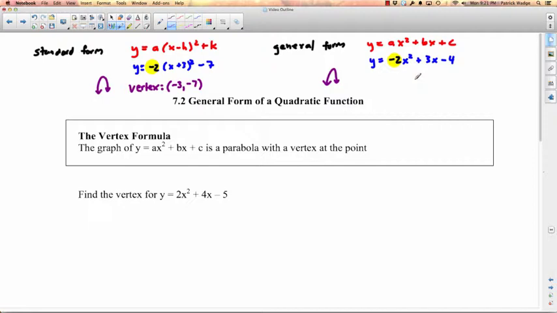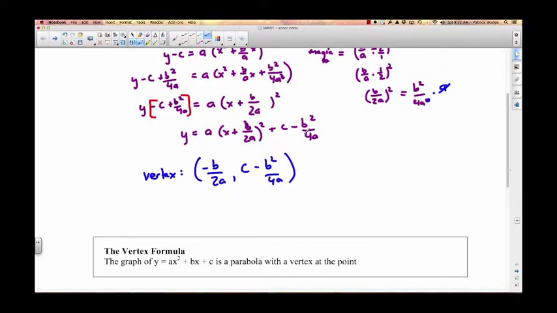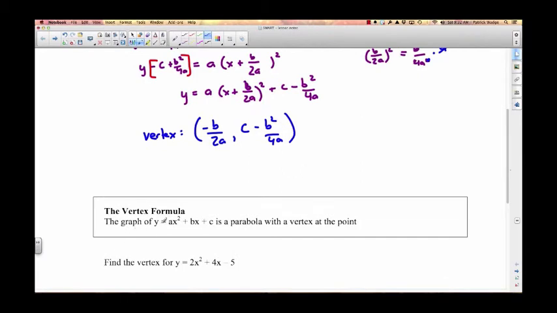Now, where did I write that? I guess I wrote it here. The graph of y equals ax squared plus bx plus c is a parabola with a vertex at the point negative b over 2a. And why don't we switch the second one so it has a common denominator. So this is c over 1. I could multiply top and bottom by 4a, so I'd get 4ac minus b squared all over 4a.